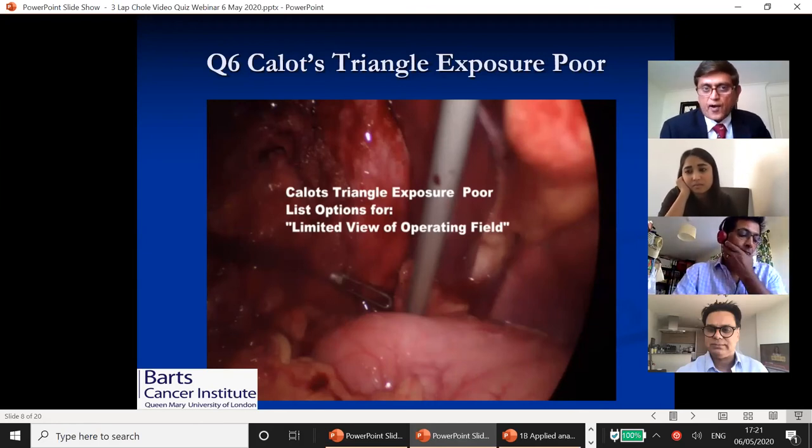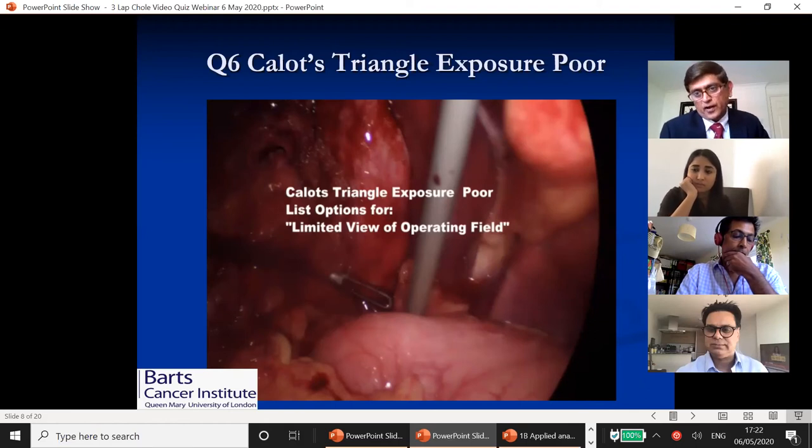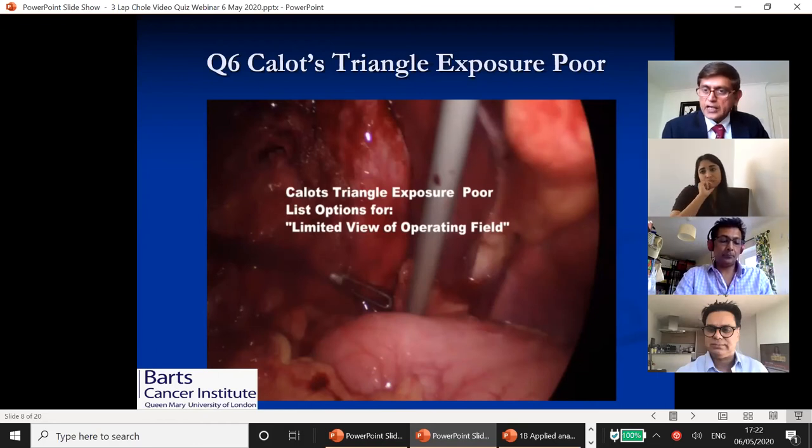So the practical tips, if you're having problems with exposure of Calot's triangle, even with, you know, not a bad gallbladder, is use a 30 degree camera, put in an extra port, empty out the stomach, and see if that gives you the right exposure. Giving head up and slightly tilting the patient left, right up, and left down. So these are the practical things you can do. Anything else, Dan, you'd like to add?